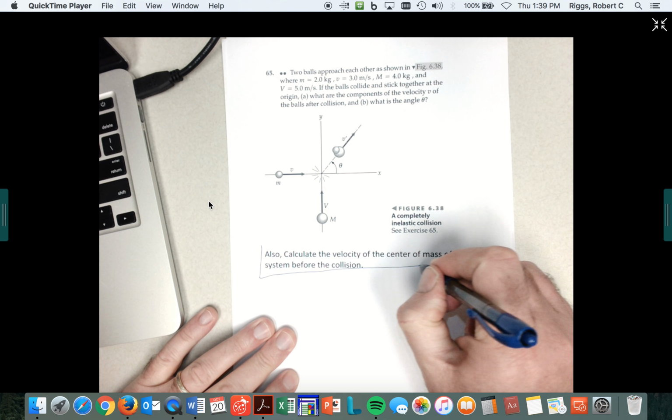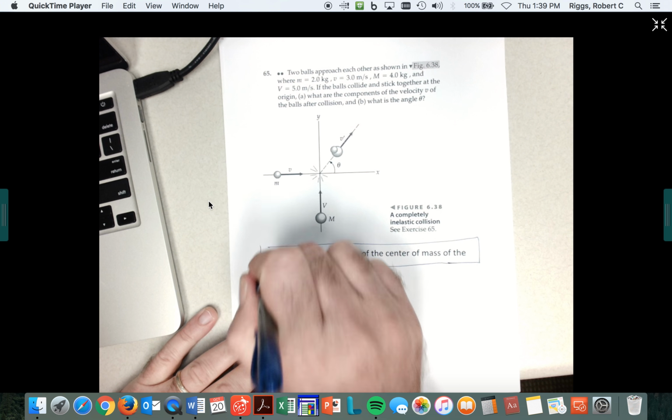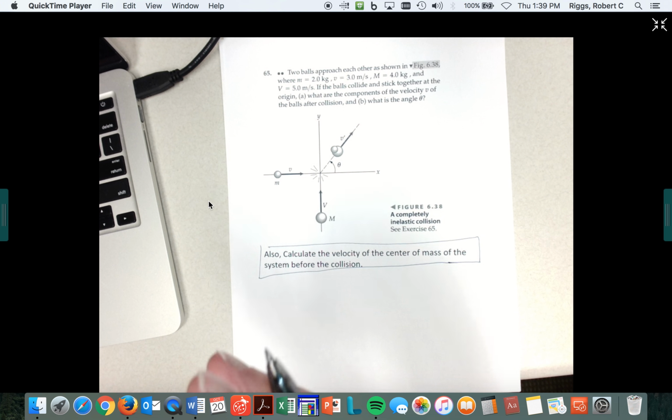Okay, so I've got three problems here of center of mass, and I'm putting these in the week 9 folder. These three things will be the entire video series. This will probably take 5 or 6 little 4-minute videos for me to do. But anyway, we're going to calculate the velocity of the center of mass of this system before the collision.